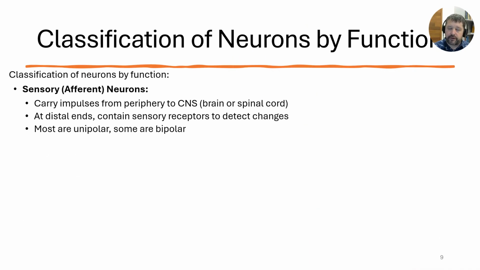Okay, so looking at neurons by their function, we already briefly talked about this last lecture. Okay, you have afferent neurons. These carry impulses to the central nervous system. Okay, so from the peripheral to the central.